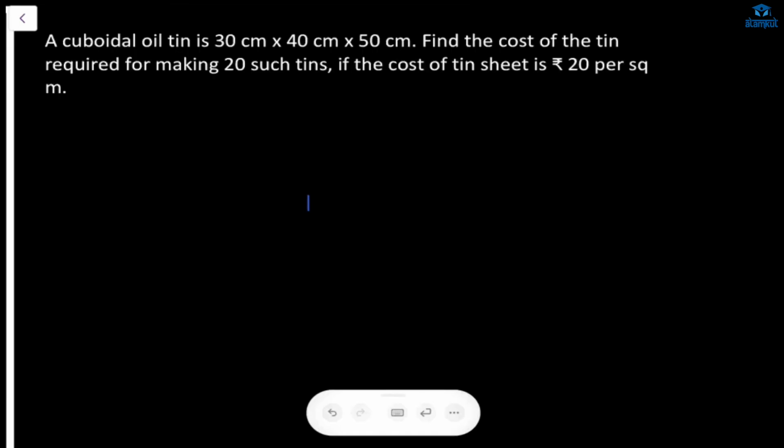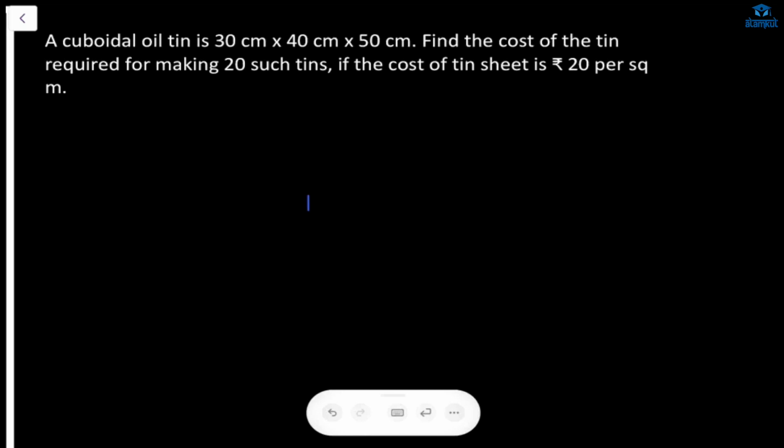A cuboid oil tin is 30, 40 and 50 centimeter. Find the cost of the tin required for making 20 such tins, if the cost of tin sheet is rupees 20 per square meter. So how are you going to solve this? First tell me. Razan, will you tell me? Or Advika is going to tell me.